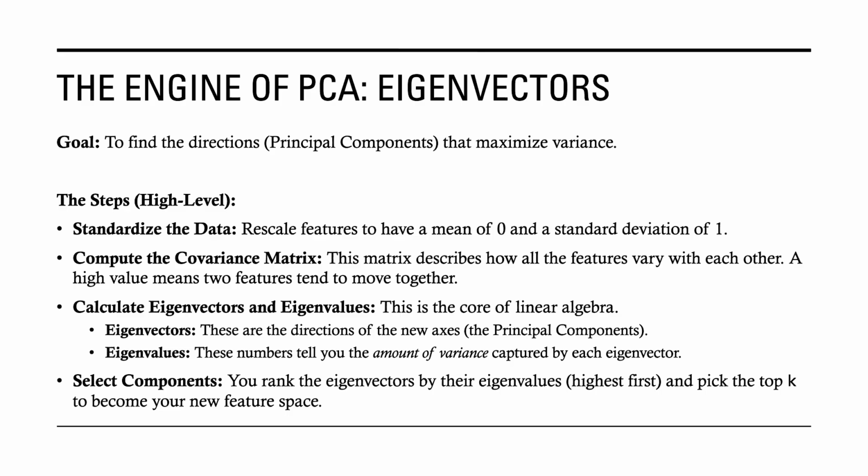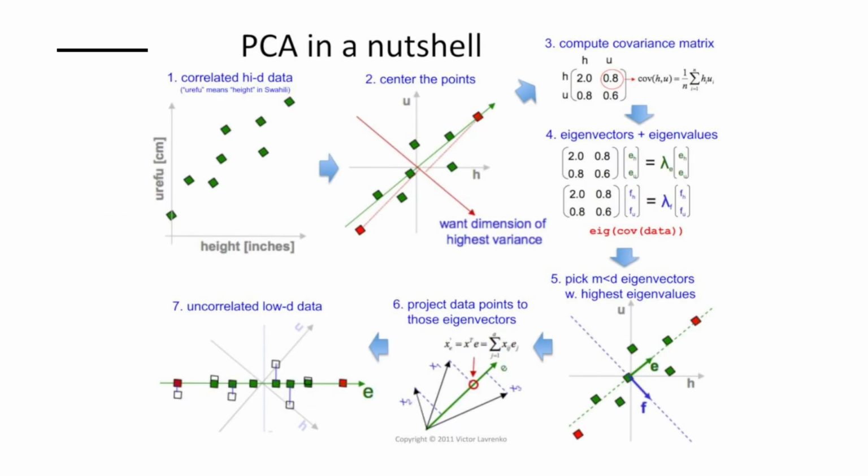When you find the eigenvectors, they are your directions, and the eigenvalues tell you the amount of variance captured by each eigenvector. So let's say you have a 5-dimensional space, you're going to have 5 different eigenvectors. If you take the top 3 eigenvectors, then your dimension becomes a 3D space. If you take the top 2 eigenvectors, it becomes a 2D space, and so on. So this is how you reduce the dimensions in PCA.